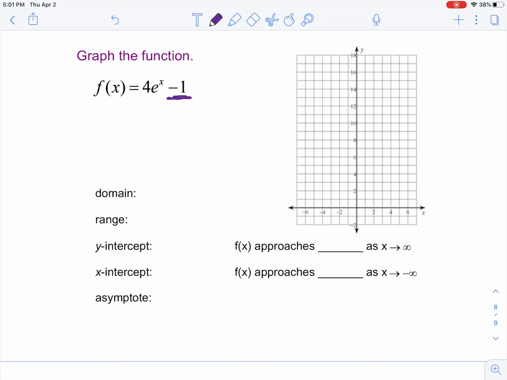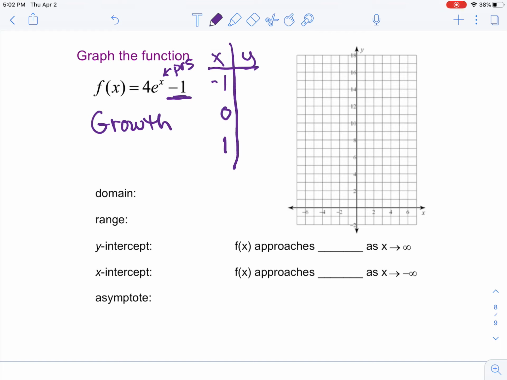So, let's do an XY chart. Is this going to be a growth or a decay? Well, it's going to be a growth because this value is positive. It's going to be a growth. All right, so let's plug in -1, 0, and 1.